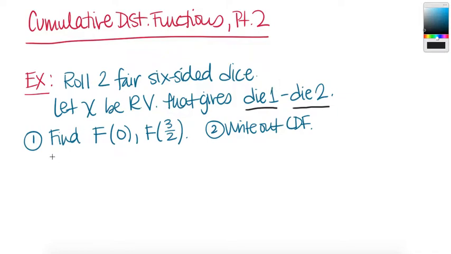What we want to do here is find F(0), and remember that's the probability that x is less than or equal to 0, and find F(3/2). That's the probability that x is less than or equal to 3/2, and then we want to write out the whole cumulative distribution function.